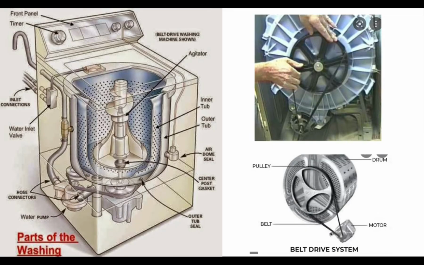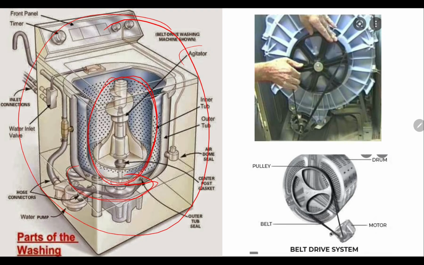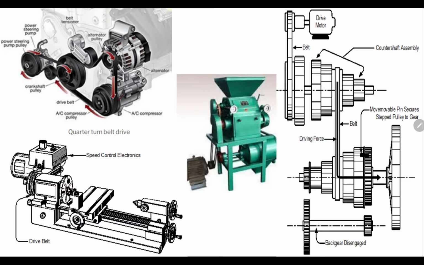You will see the application of belt drive in the case of a washing machine. This is a sketch of a washing machine. You will see at the bottom there is an application of a belt. Because of that, the agitator at the center is going to rotate, and this is the drum of the washing machine, which is rotated with the help of this belt drive. From the electric motor, the power is transmitted to this drum. This is the application of a belt drive in a washing machine.